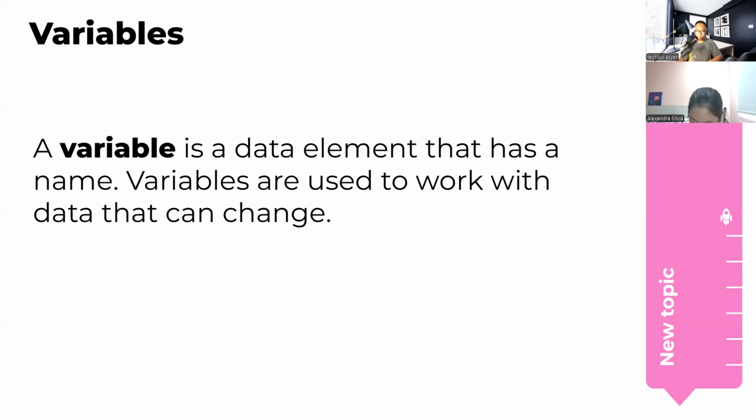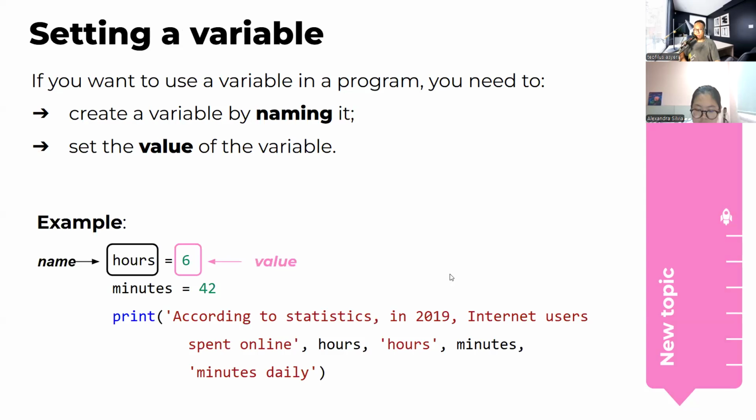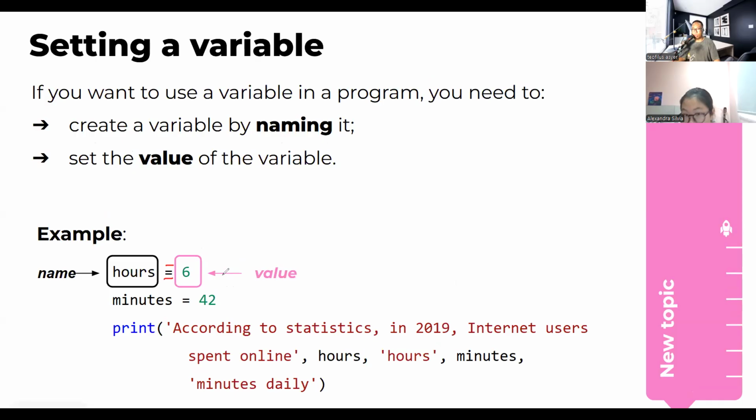Okay, so let's continue. This is an example of a variable. As you can see, it already has a name. And a variable always uses the equal operator, okay? After the equal sign comes the value, which can be anything. It can be a number, a string, whatever you want. It can also be a Boolean, if you know about Boolean, okay?